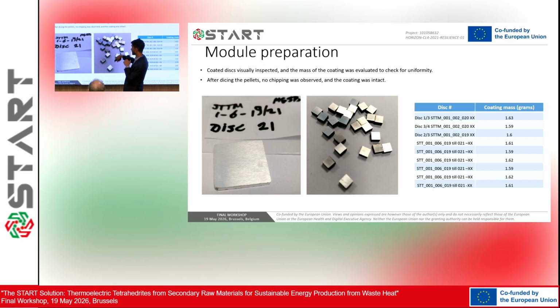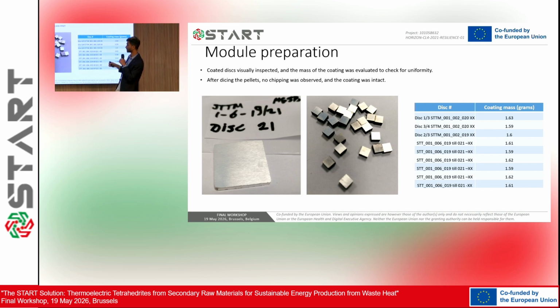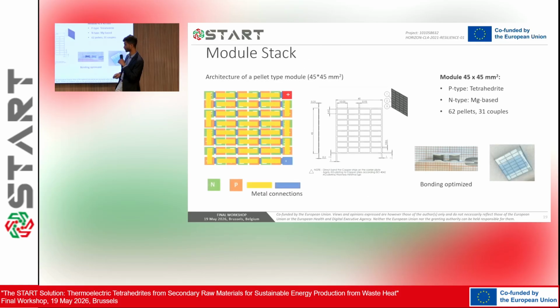So here you can see the pellets which were obtained. Eventually we were able to optimize the roughness to a suitable degree that we are able to get a coating which does not break away. And here you can see the coating mass was quite uniform between all the pellets. And these pellets were then put together into the next architecture.